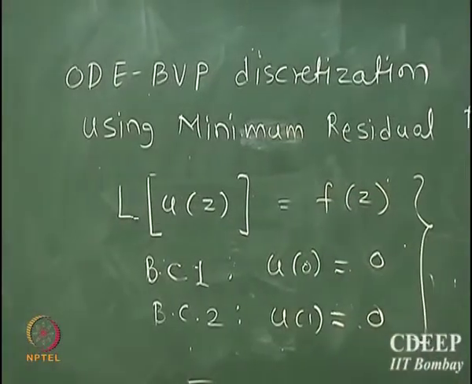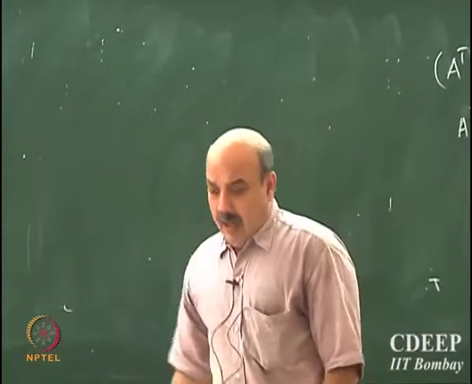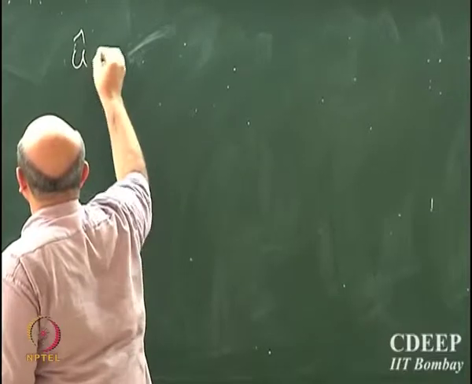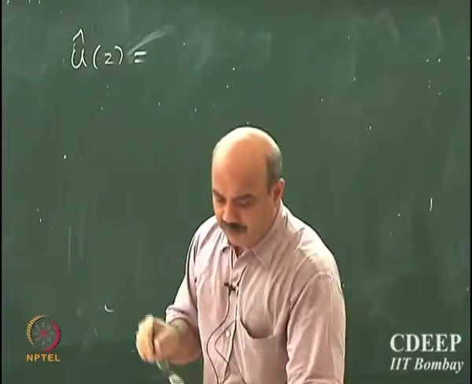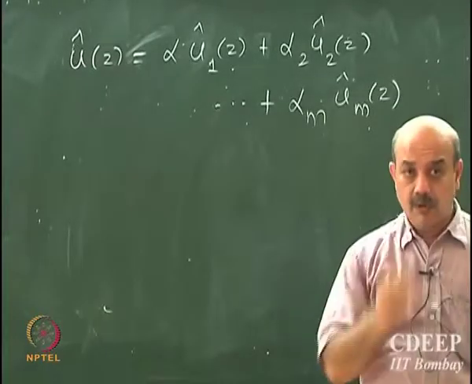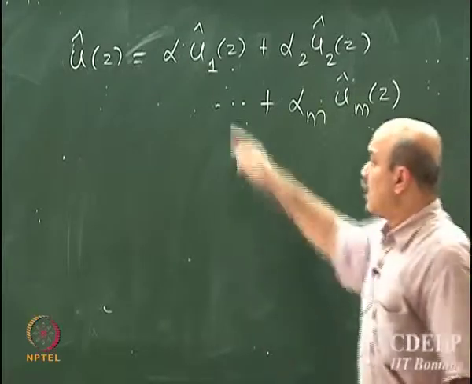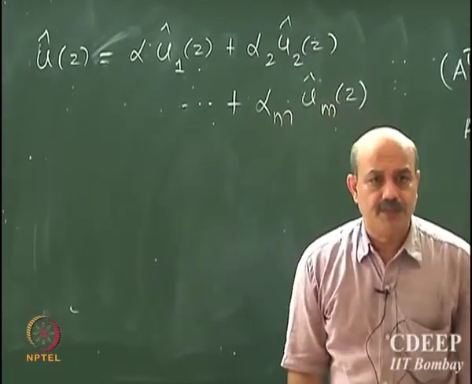So right now I am not interested in the exact solution, I am interested in some approximate solution to this problem, and I am going to hypothesize a solution, approximate solution, U cap Z is equal to alpha 1. Okay, I am going to hypothesize a solution. Now what are these U1, U2, U3? These are some known functions.